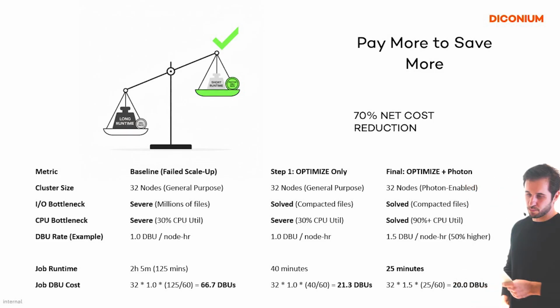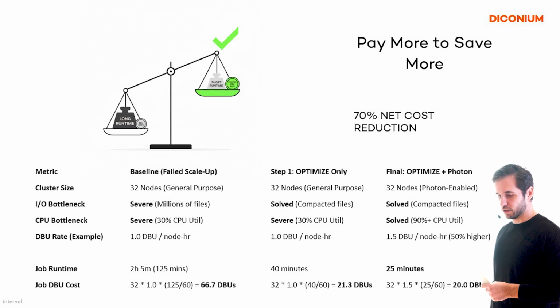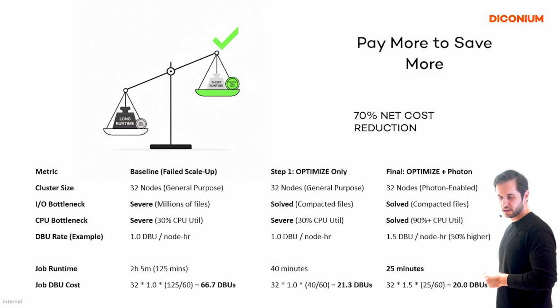The final result was surprising. Run time: the job dropped from 125 minutes to just 25 minutes. Cost efficiency: even though the Photon engine costs 50% more per hour, the job finished so much faster that the total cost dropped by 70%.